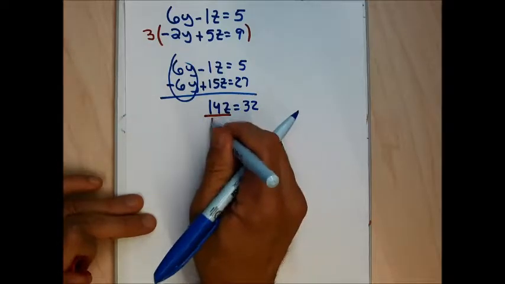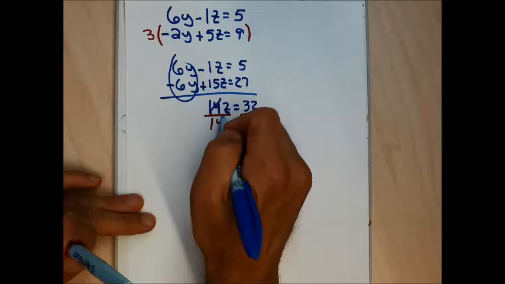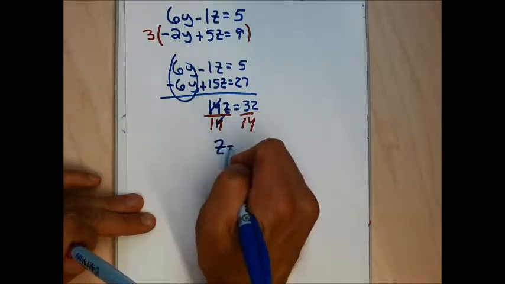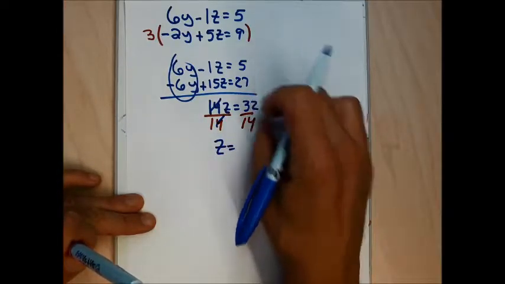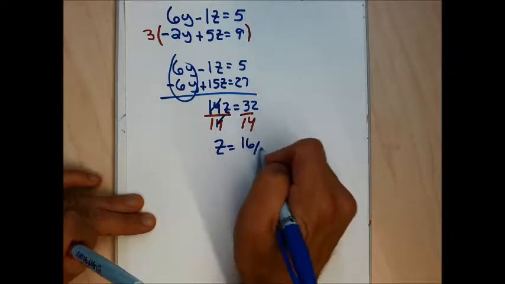I'm going to divide by 14, divide by 14. On the left side, the 14's cancel. On the right side, I divide the numbers by 2. 32 divided by 2 is 16. 14 divided by 2 is 7.